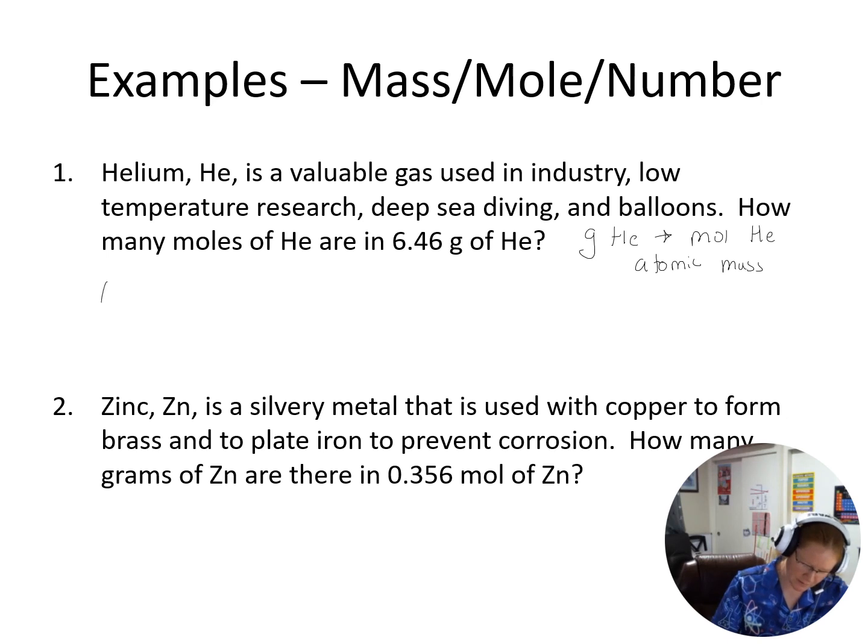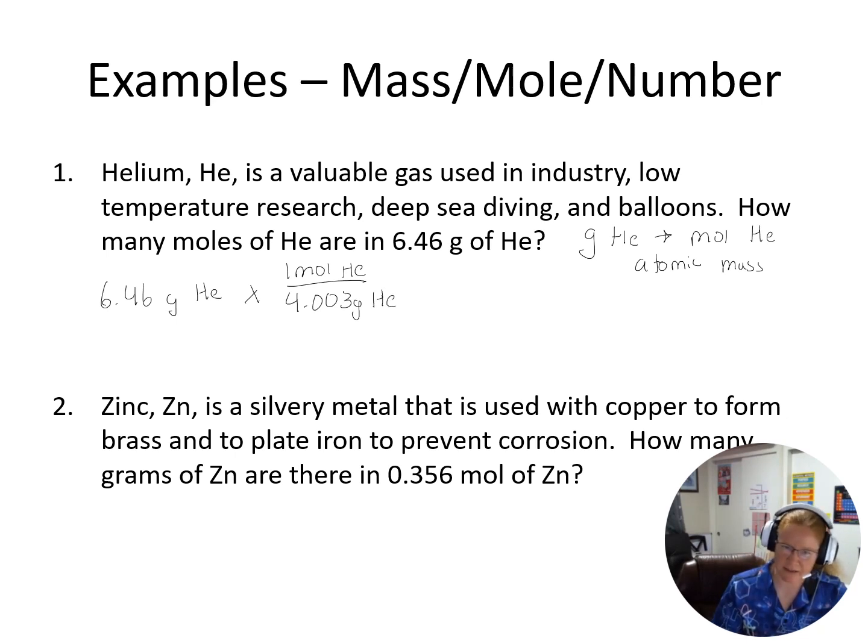So I would do 6.46 grams of helium, and I look on the periodic table. My periodic table tells me helium is 4.003 grams per mole. So I get 6.46 grams of helium times 1 mole of helium in 4.003 grams of helium. So my grams and my grams would cancel out, and I am left with 1.61 moles of helium. Okay?